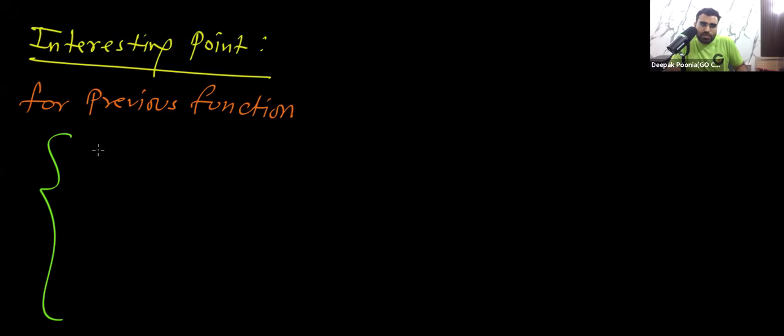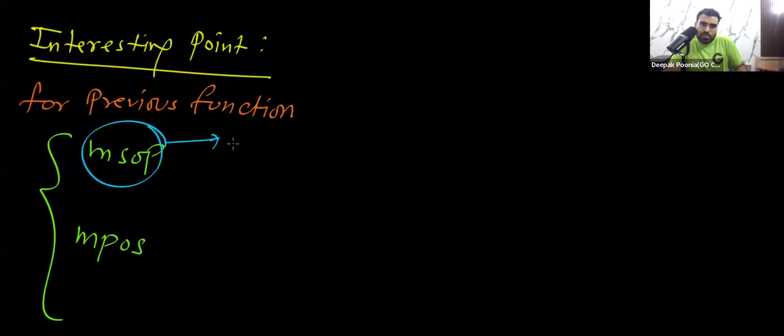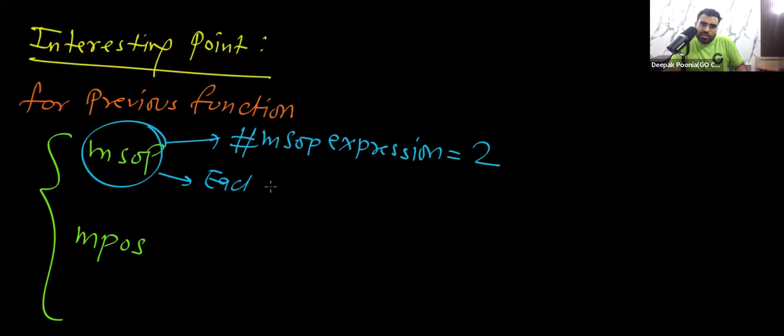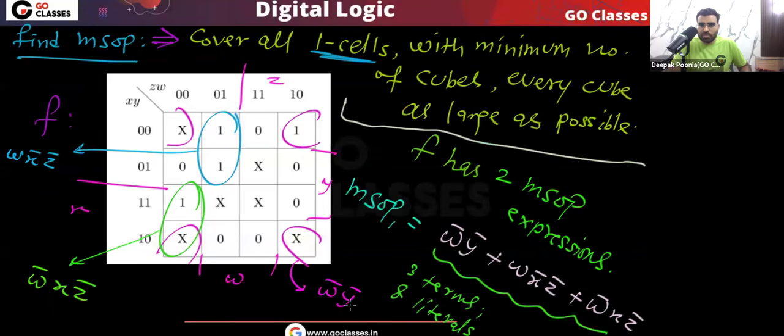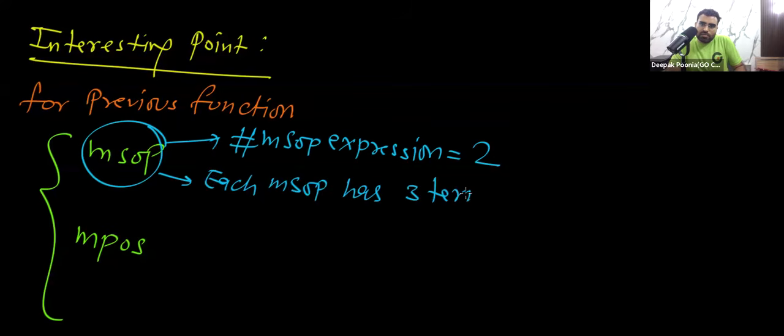Let's see minimal SOP, minimal POS. Minimal SOP are how many? Minimal POS how many? Notice we have two minimal SOP. Number of minimal SOP expressions is 2. And each minimal SOP has how many terms? How many literals? You can see each minimal SOP has 3 product terms, 8 literals.